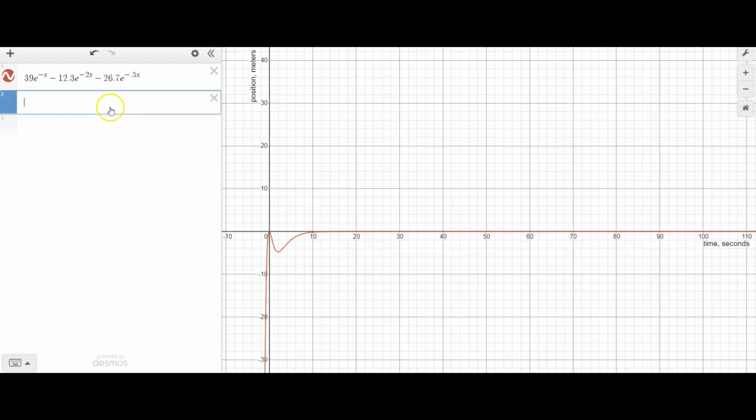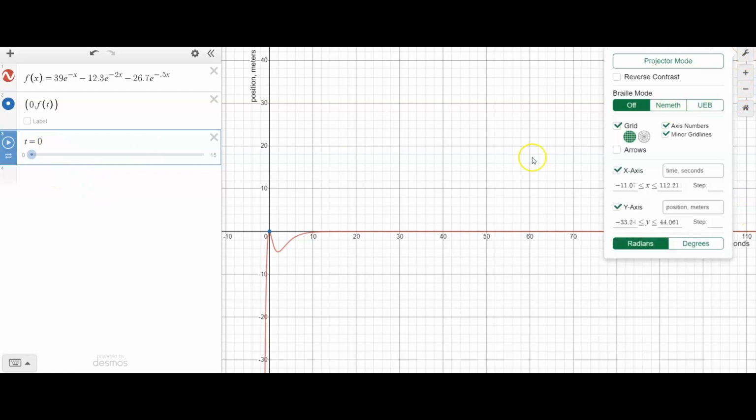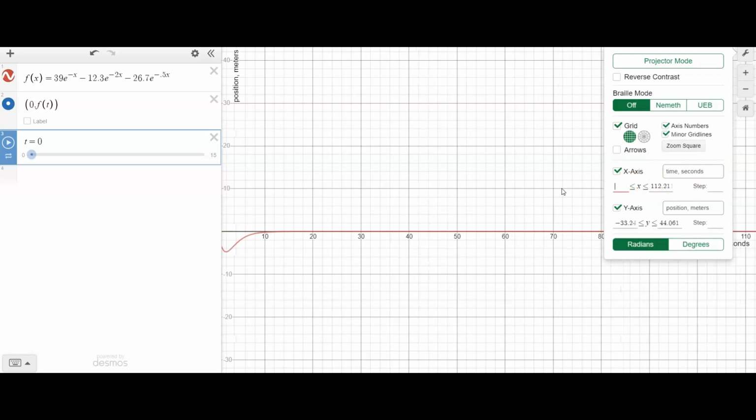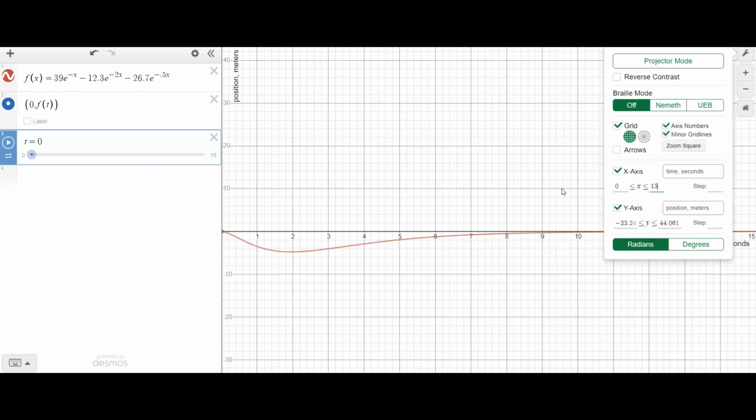So if we wanted to model this, we could call this f of x over here. And just to see what that spring mass system would do, let's plot the point 0, comma f of t. And now we'll say t equals 0 and set our slider for time from 0 to about, we'll say, 15 seconds. All right, so I'm going to zoom this in a little bit here. We'll go from time 0 to about time 15, so there we go.